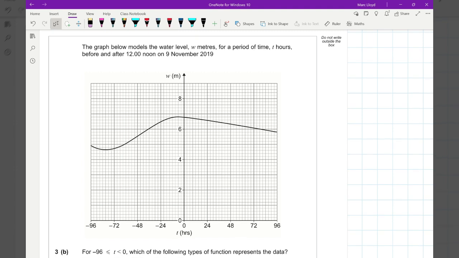The graph below models the water level, W meters, for a period of time, T hours, before and after 12 noon on the 9th of November 2019.